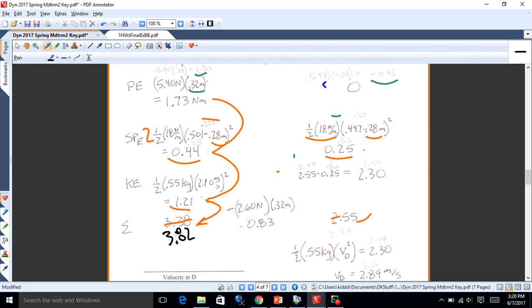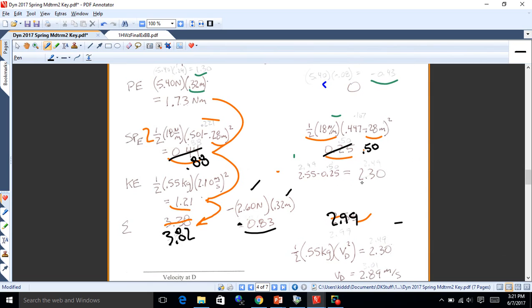Okay, then take away the work. Now the work is just given. The frictional force is 2.6 and the distance is 0.32. So the work is negative. It's negative 0.83. So this here is actually 0.88 on account of the 2 springs. There we go. Okay. And this is 0.5 because there's 2 springs. So if you take the 3.82, take away the 0.83, you get 2.99.